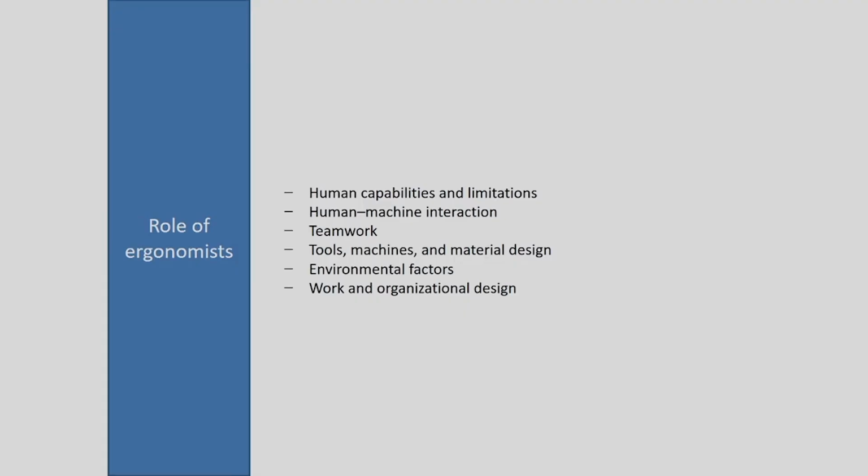If we talk about the role of ergonomics, these are the major roles. First, human capabilities and limitations. We need to find out what the human capabilities and limitations are. Accordingly, we are going to use that capability and capacity in a particular situation. If we can do that, then only will we get optimum utilization of the capacity to get the maximum productivity from that particular system.